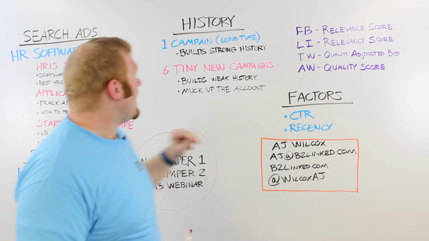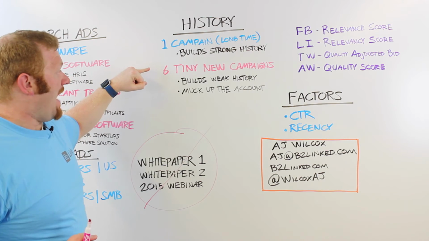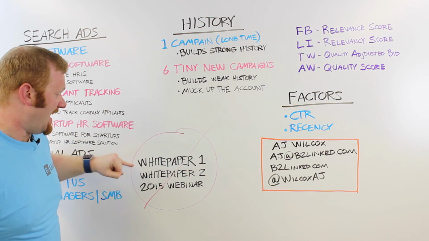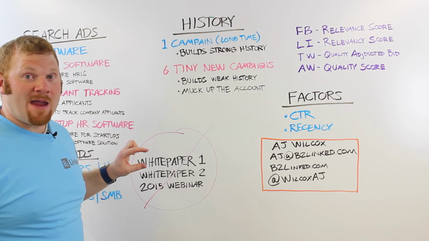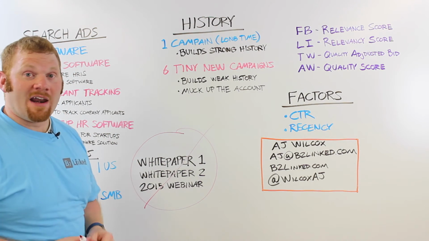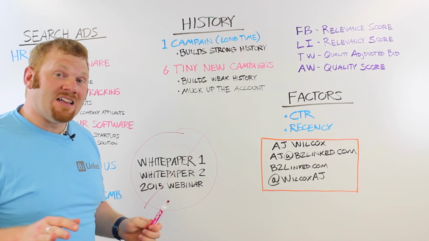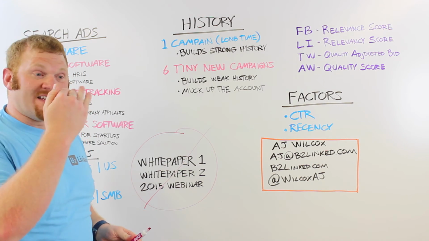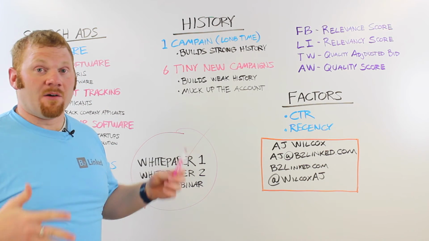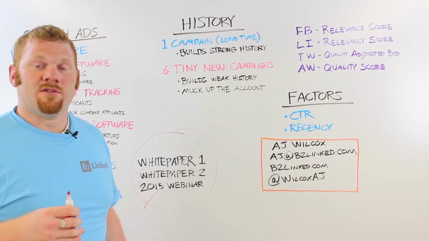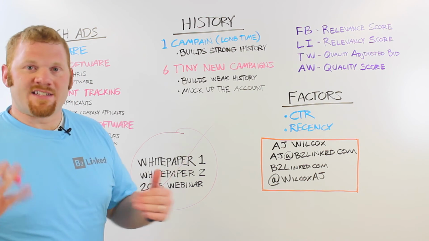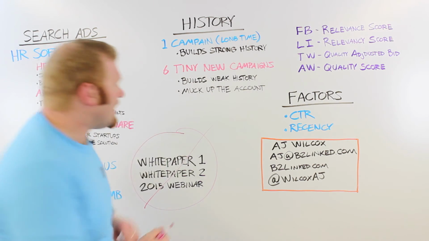So what you're doing here is avoiding this deal where you have six tiny new campaigns. Each one of these campaigns runs for just as long as you have that white paper or this webinar running, and as soon as it's done, you kill it. And now you have all of these dead campaigns sitting there mucking up your whole account structure, and it gets in the way of your reporting. So keep it really clean.